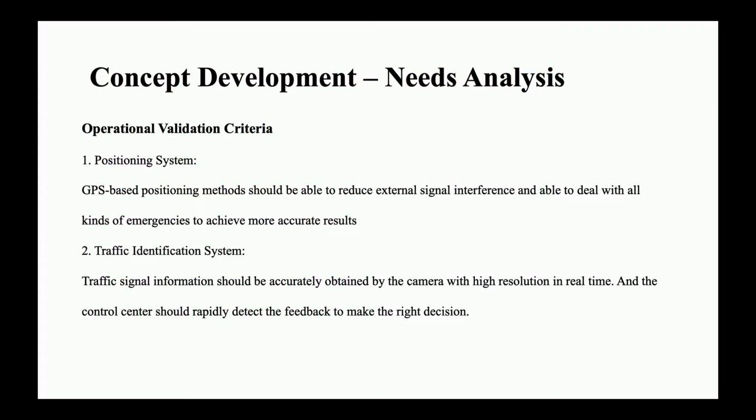Operational validation criteria for the positioning system: GPS-based positioning methods should be able to reduce external signal interference and deal with all kinds of emergencies to achieve more accurate results. And for the traffic identification system, the traffic signal information should be accurately obtained by a high-resolution camera in real time, and the control center should rapidly detect the feedback to make the right decision.